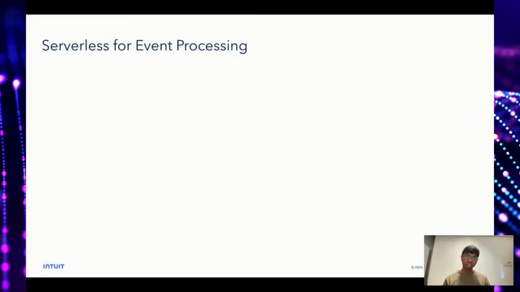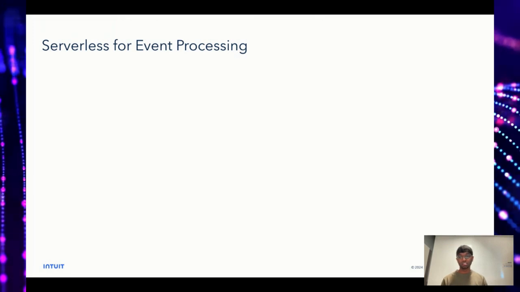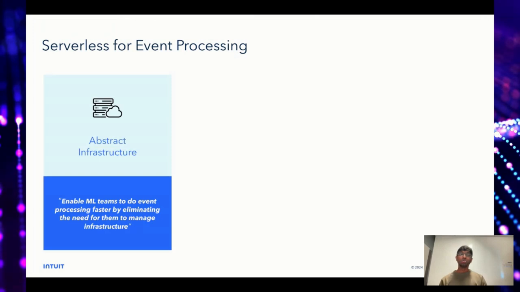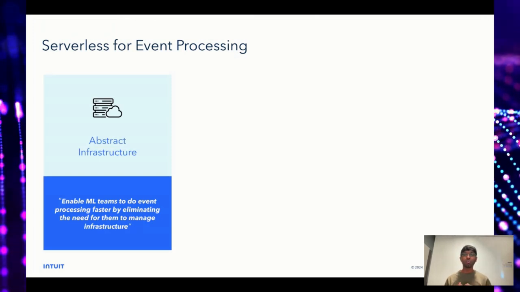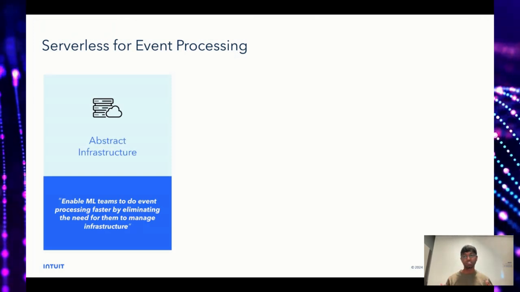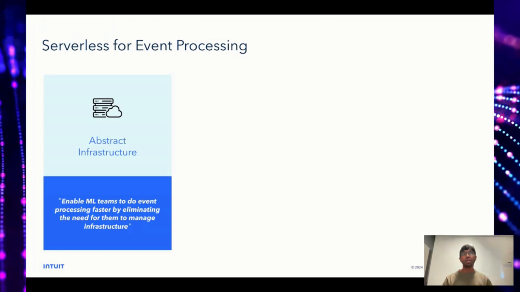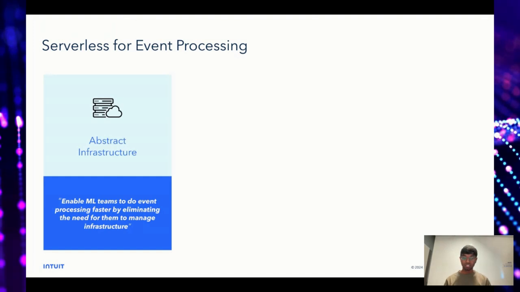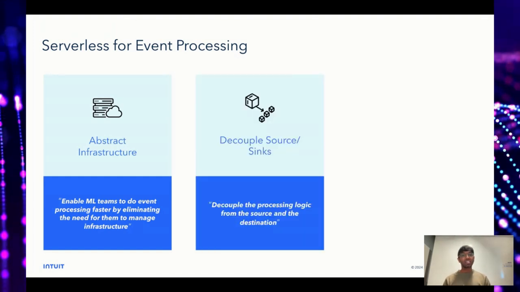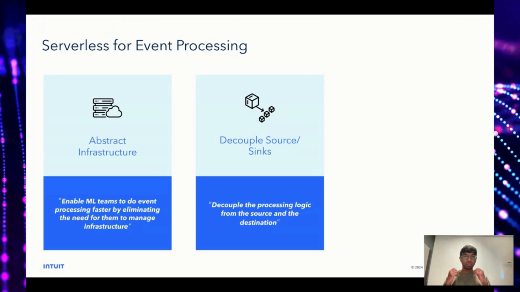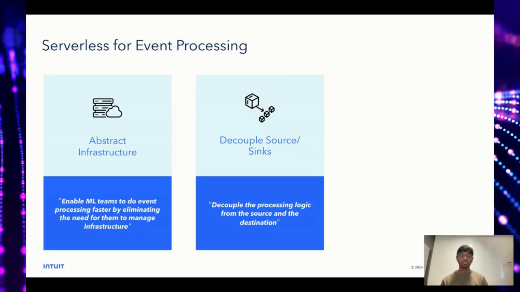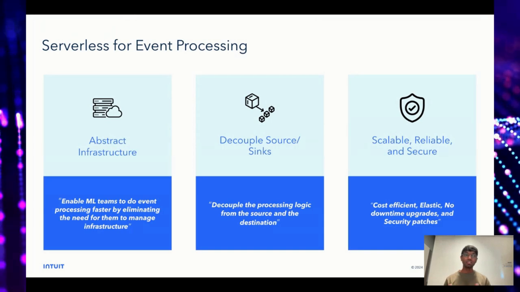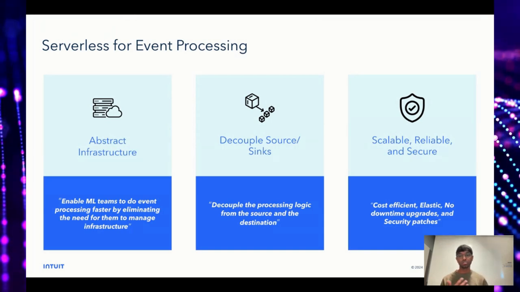So in the previous slide, I mentioned some of the challenges that teams generally face, right? The first thing is you have to deal with a lot of the infrastructure. How do we go about abstracting that infrastructure for ML teams so they can just focus on either data processing needs or probably just the inference needs and things like that? The second is decoupling the sinks and the sources from the event processing in itself. And then lastly, making it scalable, reliable, and secure. So these are the three things that we have aimed to solve for using the platform.